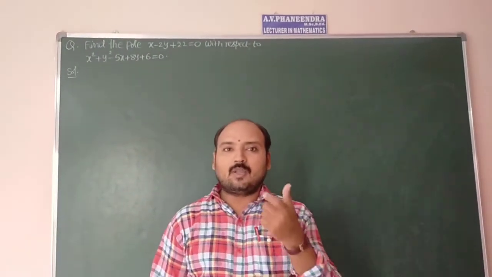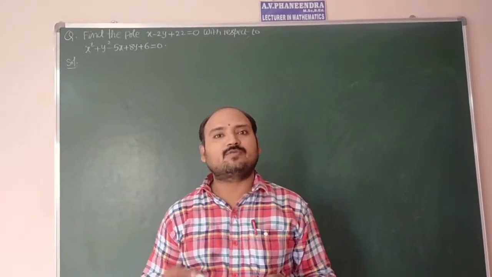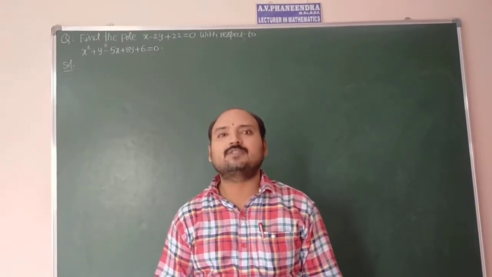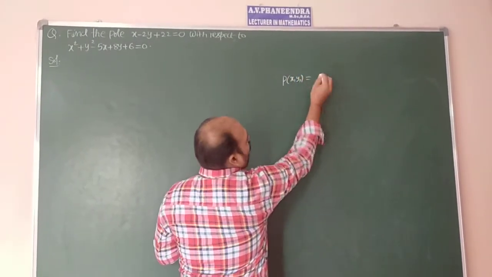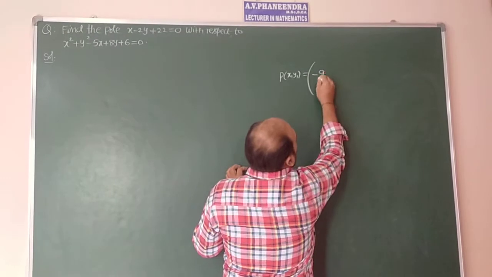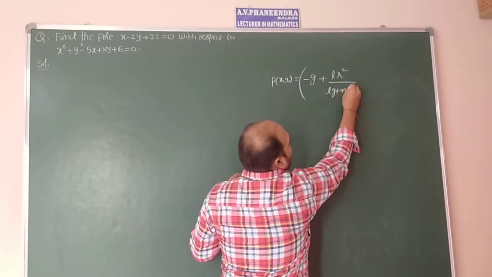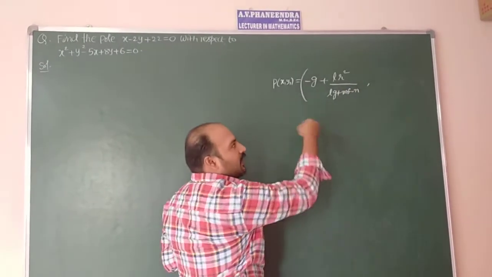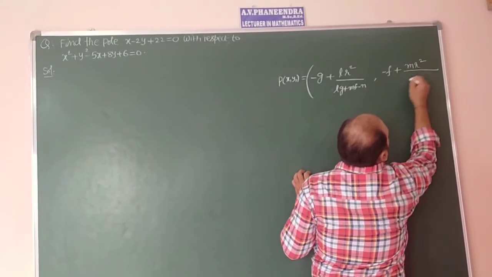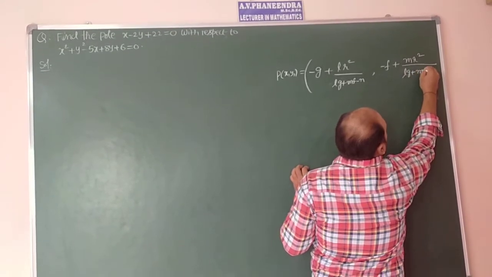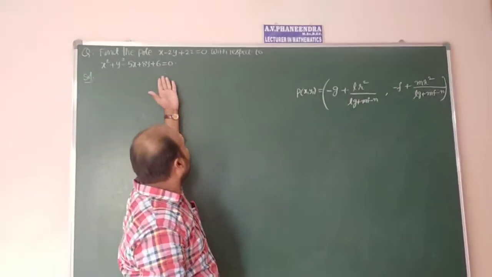We have the formula. The pole of the line lx plus my plus n equal to 0 with respect to the circle x square plus y square plus 2gx plus 2fy plus c equal to 0 is P(x1, y1) equal to (minus g plus lr square divided by lg plus mf minus n, comma, minus f plus mr square divided by lg plus mf minus n). This formula we are going to apply to get the pole of that line.